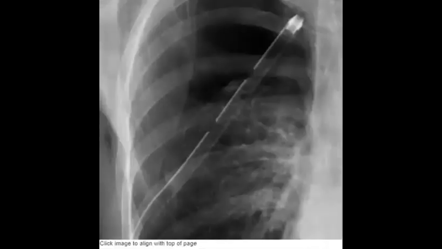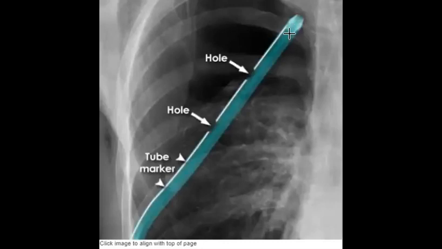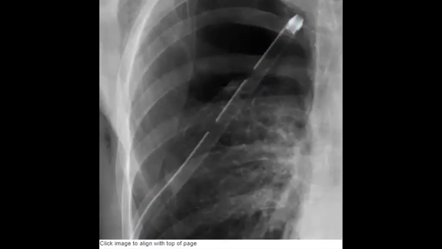So you can see that here the holes of the drain should drain the air. And finally, you can see the tip. Yes, the radio-opaque tip, which is easier. You can recognize it. Yeah, perfect.